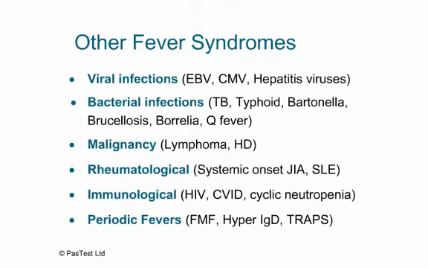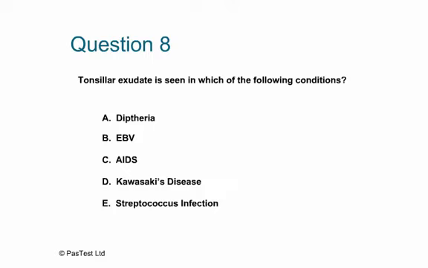Final question. Tonsillar exudate is seen in which of the following conditions? A. Diphtheria, B. Epstein-Barr virus, C. AIDS, D. Kawasaki's disease, and E. Streptococcal infection. The answer is that D is false, but all the rest are true.